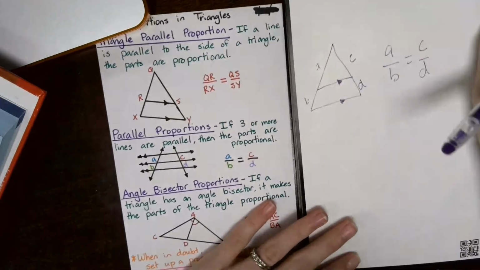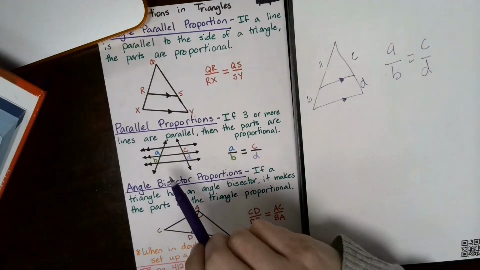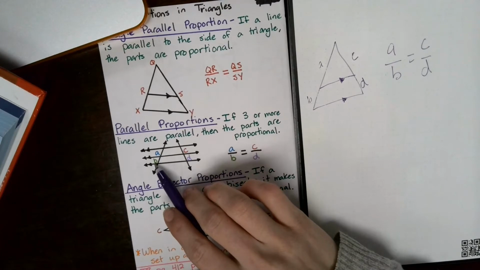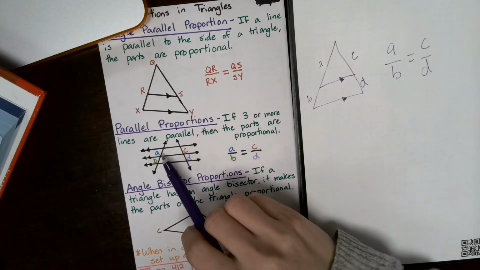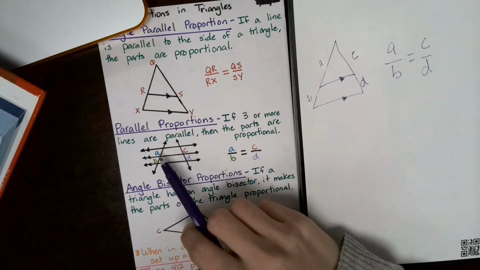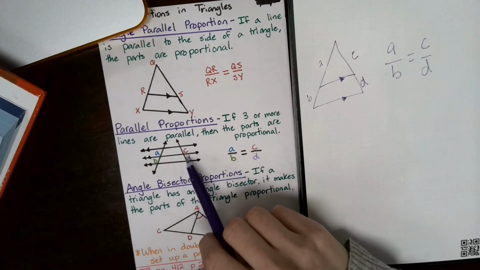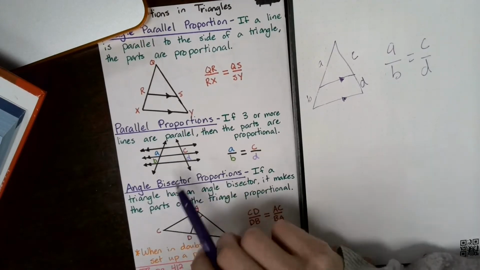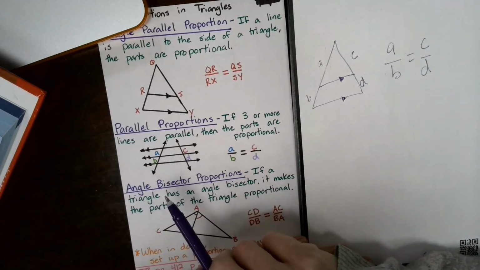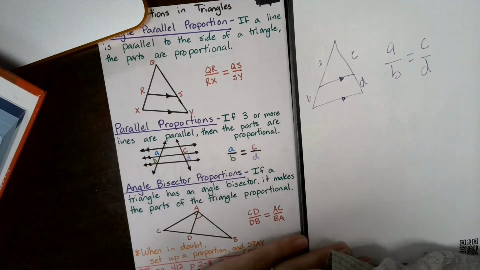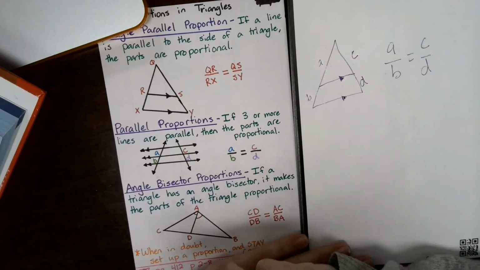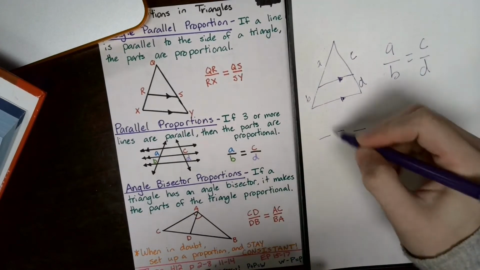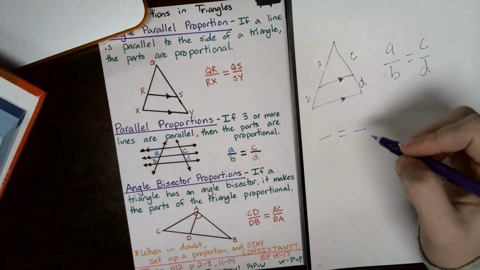Now the same thing works here for the parallel proportions. As long as these lines are parallel, and remember the extra arrows tell us that they're parallel, then these lengths right here, I can just do A over B equals C over D, or B over A equals D over C. It doesn't matter how you start as long as you stay consistent. That is so important throughout this whole chapter. When in doubt, set up a proportion, and it doesn't matter how you start as long as you stay consistent.